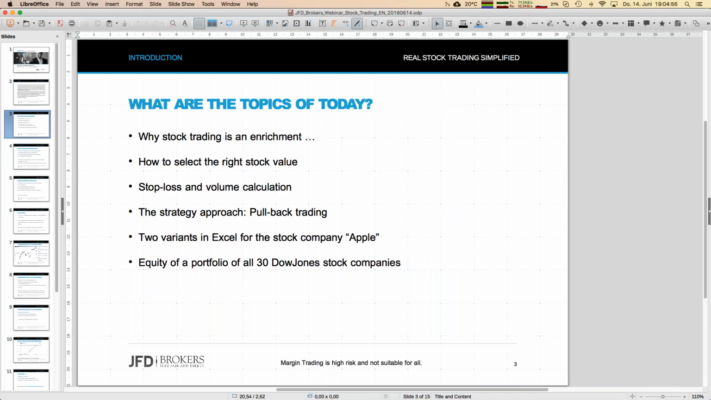So let's structure today's webinar a little bit. I want to touch on why real stock trading is really an enrichment, and why it has so many positive aspects. And directly we come to the question: how can I select the right stock value, the right company to buy the stocks? I will summarize a few well-known criteria. It's only a short list, so we could even go further into that topic as well.